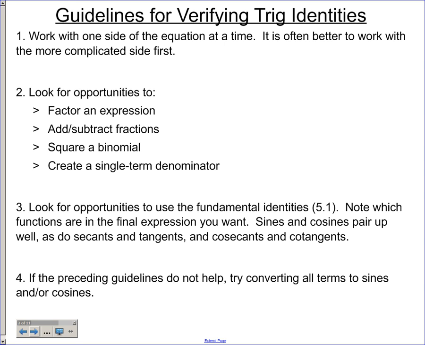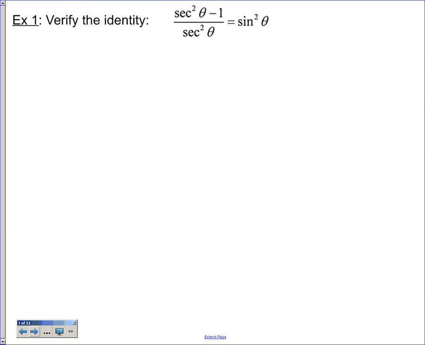So the reason for prompt number 3, we have our formula sheet out, is because a lot of times we're looking for ways to replace one term with an equivalent form from our identity list. Okay, and if any of these steps aren't working, it's always a good idea to try converting everything in terms of sine or cosine.